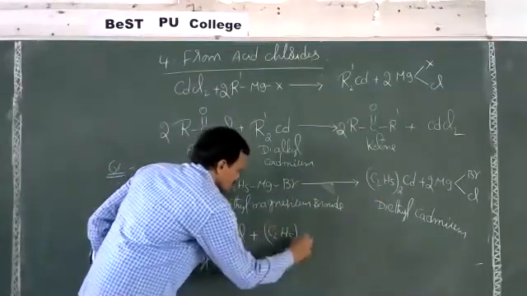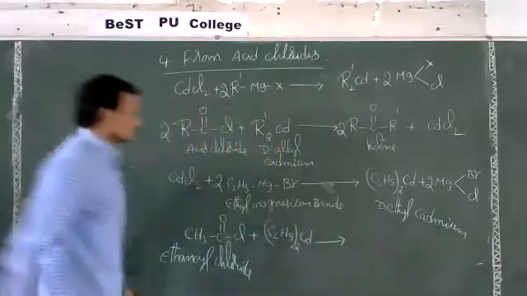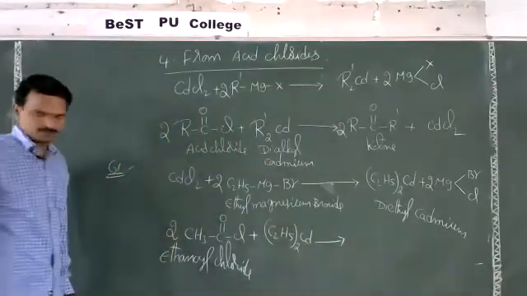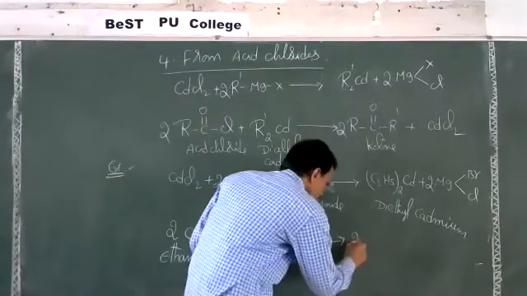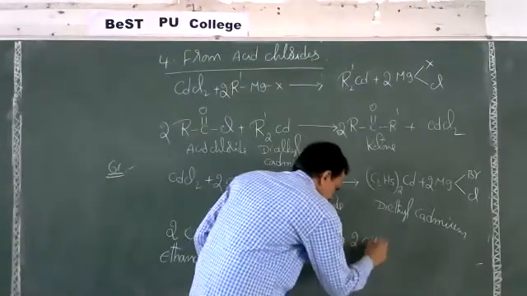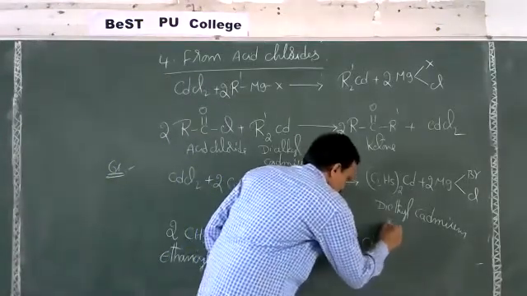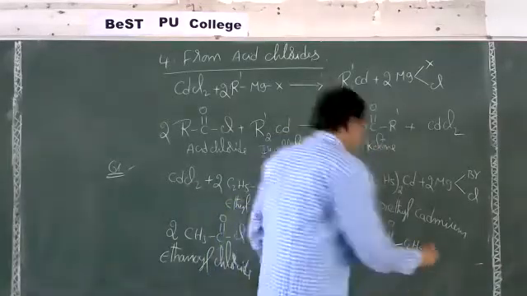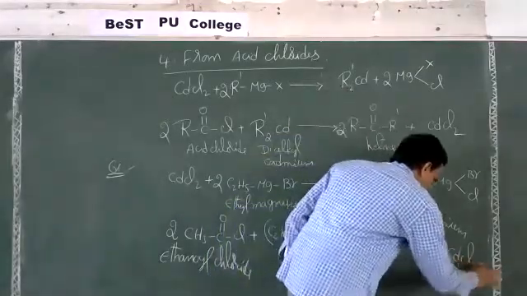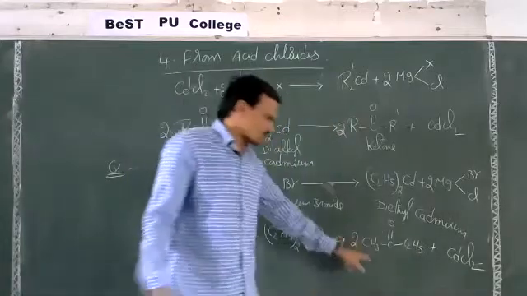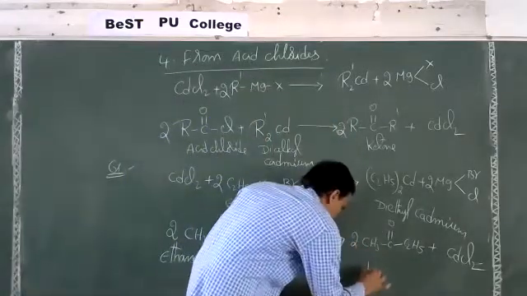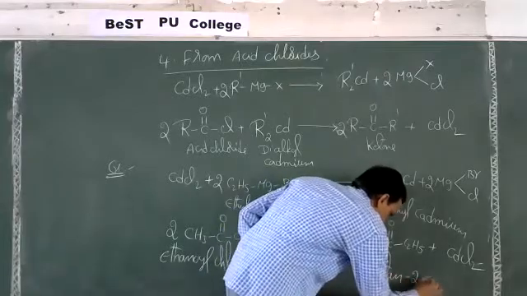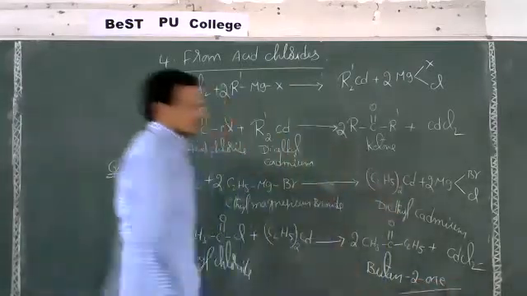(C2H5)2Cd gives rise, for balancing, take 2 moles here. Then we can get 2 moles of CH3COC2H5 plus cadmium chloride, CdCl2. What is the name of this product? This is butan-2-one. So butan-2-one. This is the product formed here.